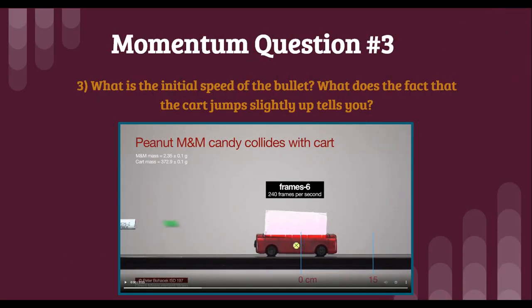For the momentum question, I chose problem number 3, in which we were supposed to find the initial speed of the bullet and what the slight cart jump meant.